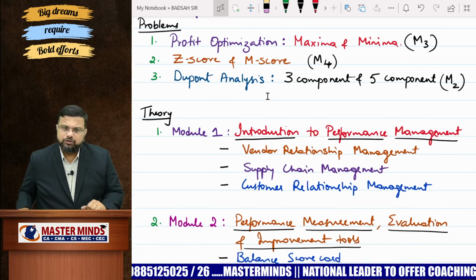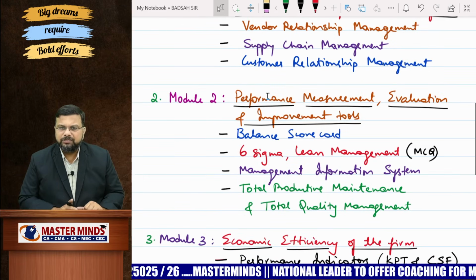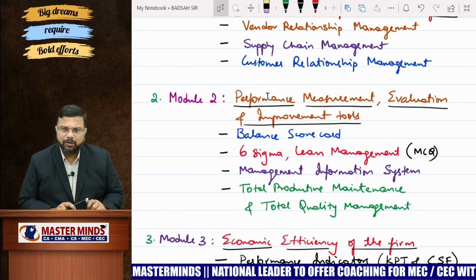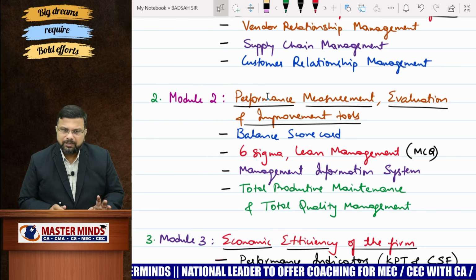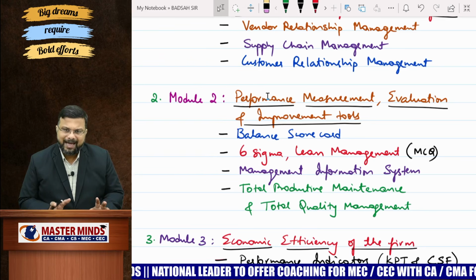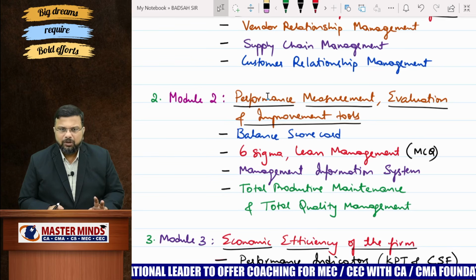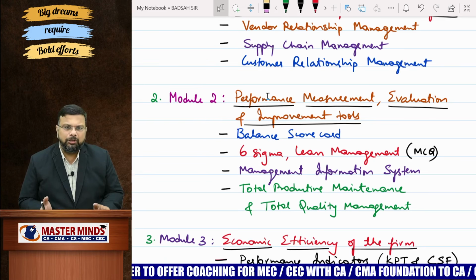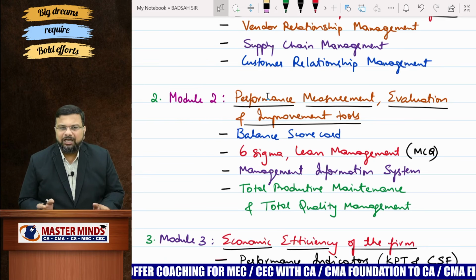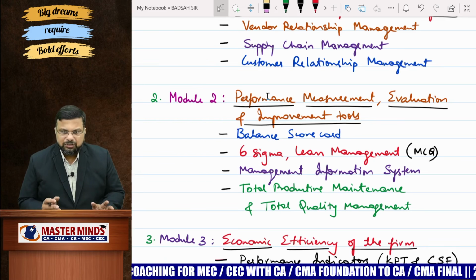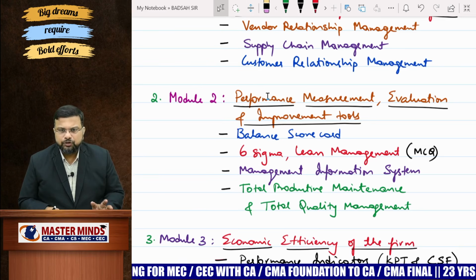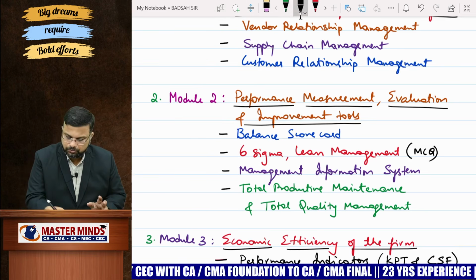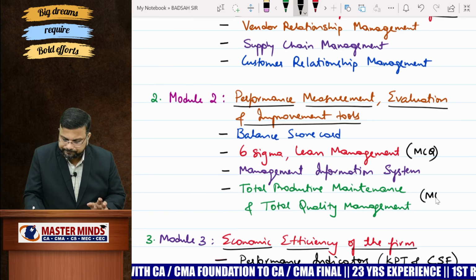When it comes to module 2, which is performance measurement, evaluation, and improvement tools, focus on BSC, balanced scorecard, Six Sigma and lean management, important from MCQ point of view, management information system. Next comes your TPM and TQM, total productive maintenance, total quality management. So Six Sigma and lean management are important from MCQ point of view. TPM, TQM is also important from MCQ point of view.